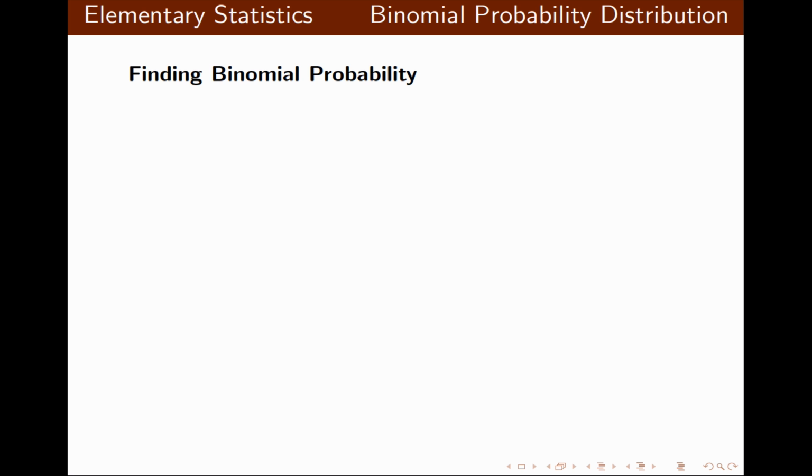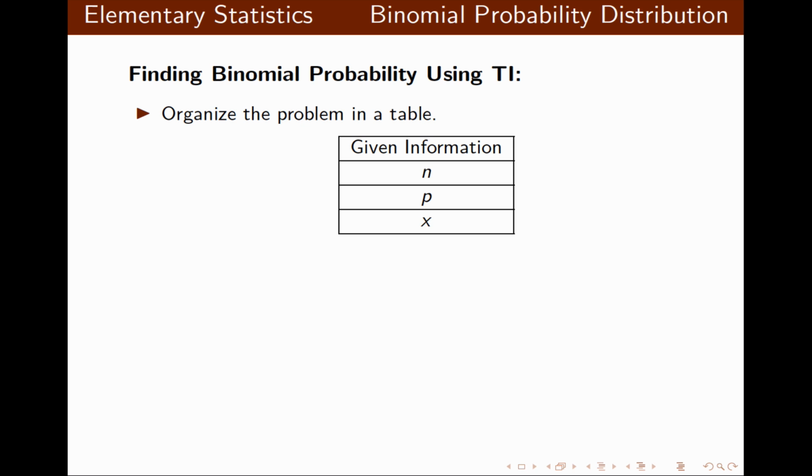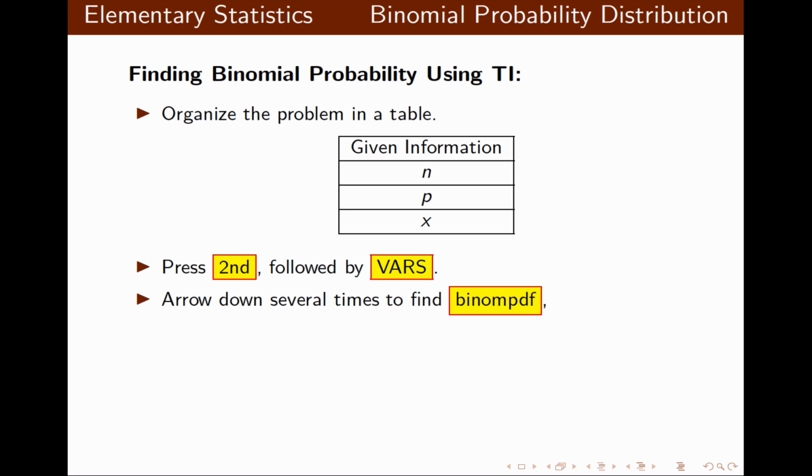Now we want to know how to find binomial probability using a TI calculator. First, we're going to make a table. We take the given information and find out what n is, what p is, and what x is. Then we press 2nd, followed by VARS. We arrow down several times to find binomial PDF or binomial CDF. I will show you how to use those in a few moments.